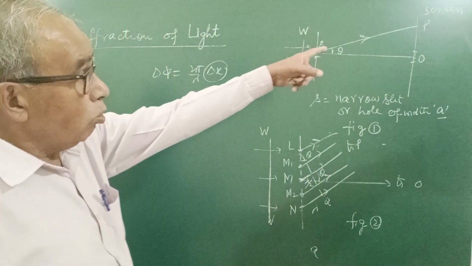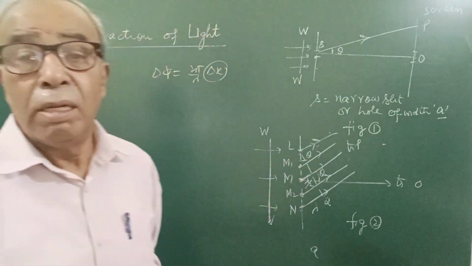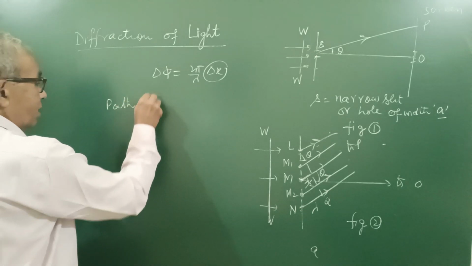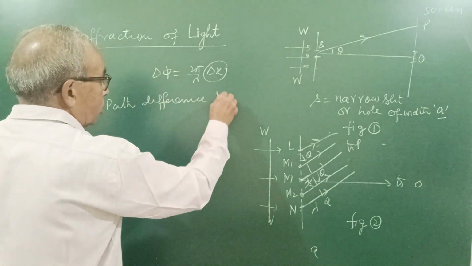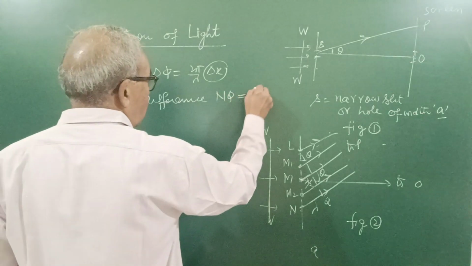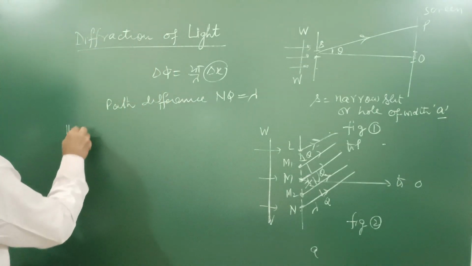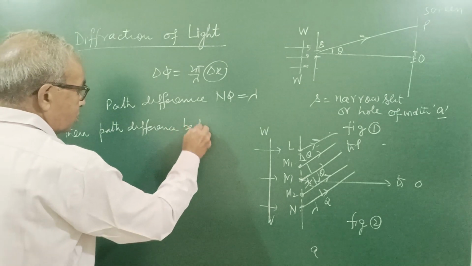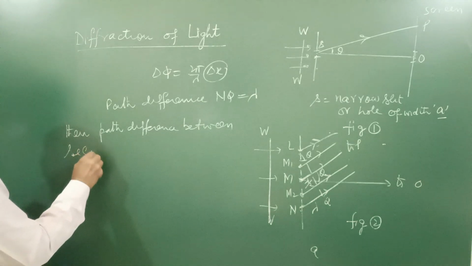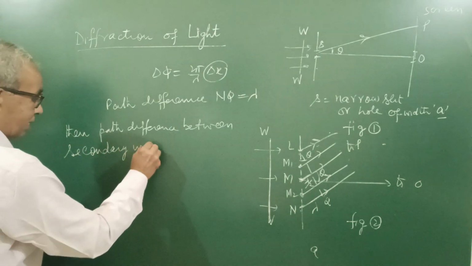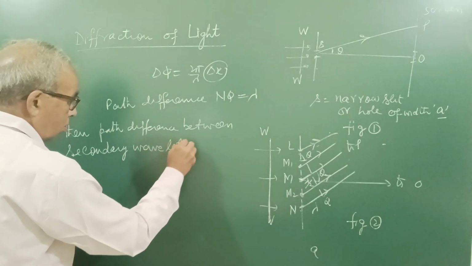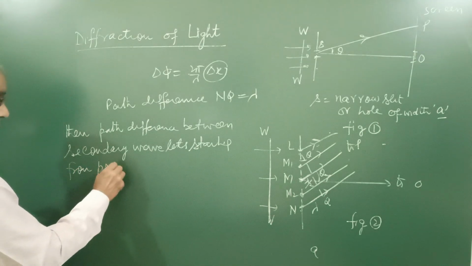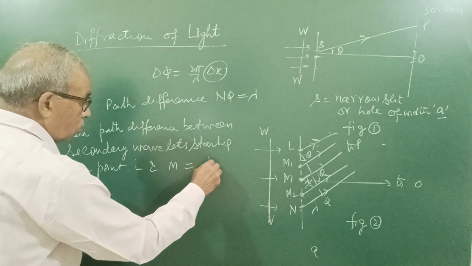If point P, I have told you, is the point where we get minimum intensity, is such that the path difference NQ is equal to lambda, then the path difference between secondary wavelets starting from point L and M is equal to lambda by 2.